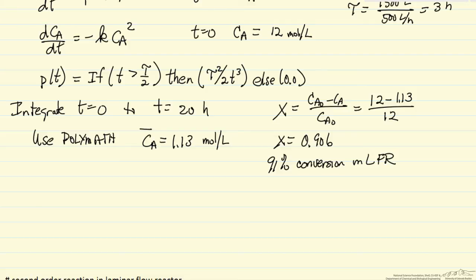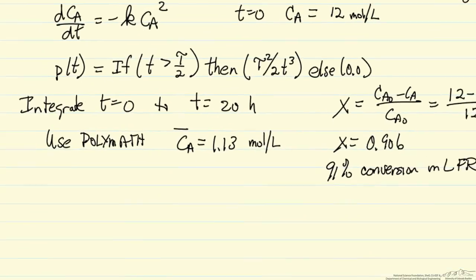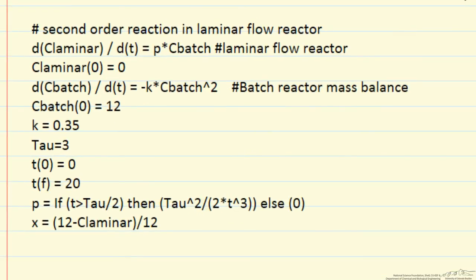And let's look at the Polymath program. So the Polymath program has the differential equation, initial condition, the batch reactor differential equation, initial condition, and the constants. We integrate it to 20 hours. I also did integration to 10 hours, and within three significant figures, it's the same answer. And then this program calculated the conversion. And so this is a different conversion than we get for a plug flow reactor by taking into account this velocity distribution.